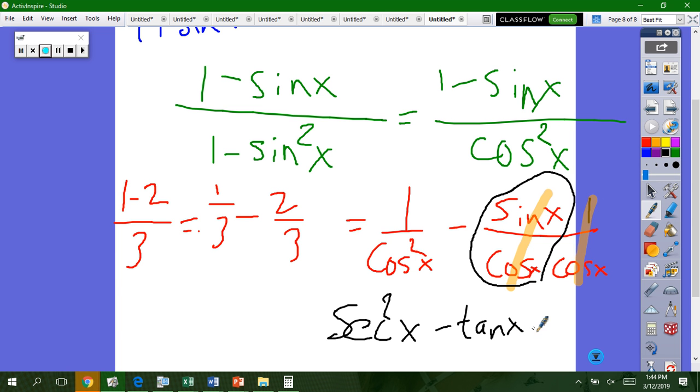1 over cosine is secant. This is where the book stops. But I had other students that wanted to pull out a secant. And that's where I get frustrated on this, because sometimes it's hard to know when to stop. So today, guess who's your best friend?